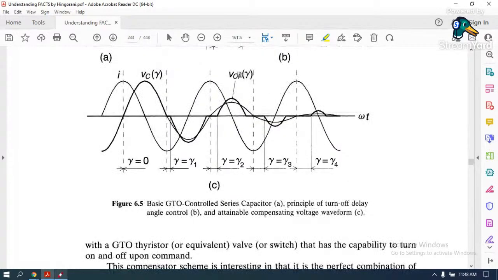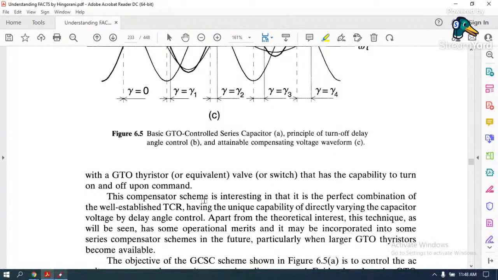Okay? I will explain the waveform a bit. This capacitor scheme is interesting in that it is the perfect combination of the well-established TCR, thyristor controlled reactor, having a unique capability of directly varying the capacitor voltage by delay angle. Got that? What he's saying is that you can directly vary the voltage across the capacitor.